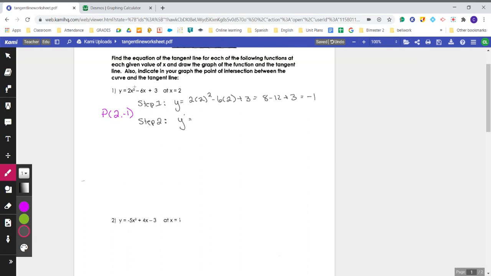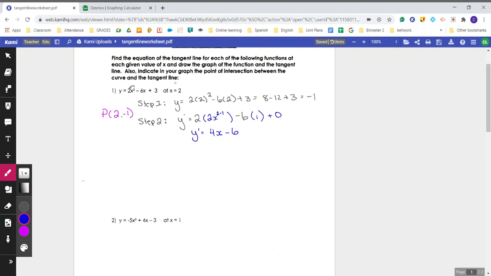So y prime, so remember we're going to bring this exponent down. We're going to multiply it with the 2. So again, I will show all of the steps. 2x to the power of 2 minus 1. Then we're going to minus 6. Remember, the derivative of just x is 1, and the derivative of a constant is just 0. So we can simplify that derivative to being 2 times 2 is 4x minus 6.